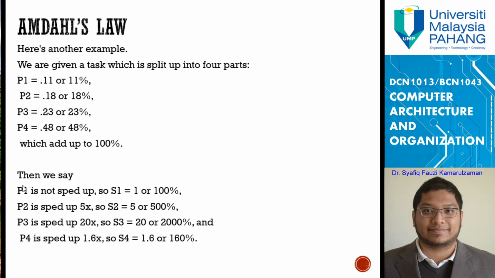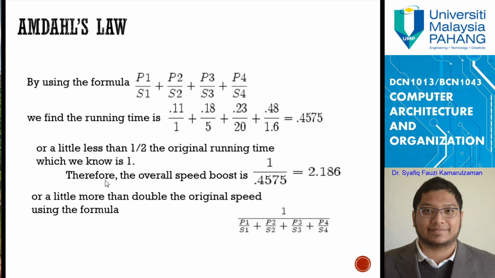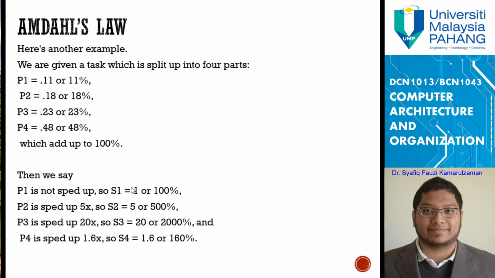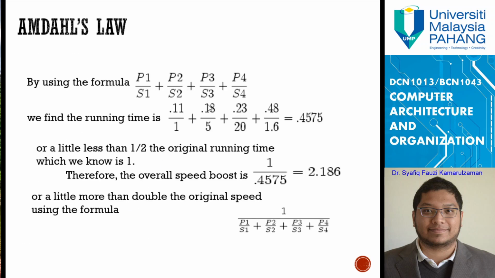Then we say that part 1 is not sped up, which means it is the original. Part 2 is sped up 5 times, part 3 is 20 times, and part 4 is 1.6 times. When you want to calculate the overall running time of your program, based on this formula, you have 11% divided by 1 because it's not sped up, then 18% over 5, 23% over 20, and 48% over 1.6.